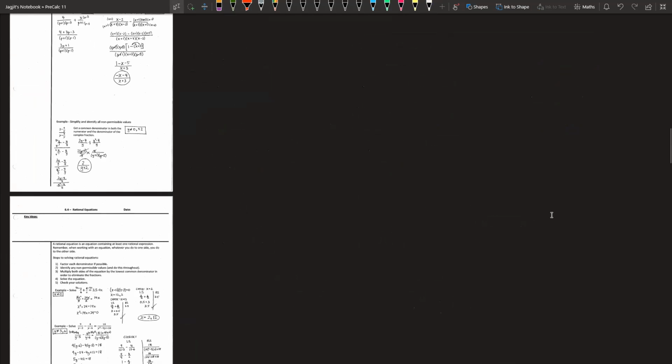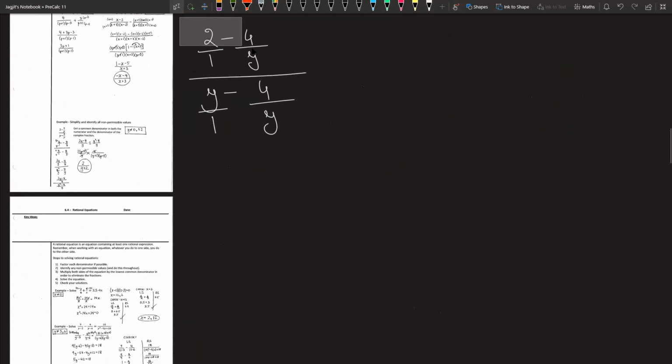Next one's also an interesting question. I see many people, they get nervous when they see fractions. You have 2 minus 4 over y divided by y minus 4 over y. Okay, guys, what I do is I say, okay, this 2 can be written as 2 over 1, and y can be written as y over 1. I'm going to first focus on this top expression. I'm just going to focus on this, okay? Forget about the bottom part. Just look at the top.